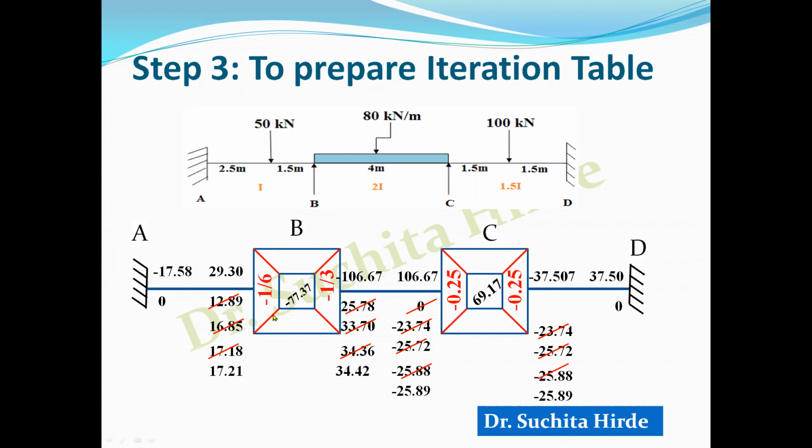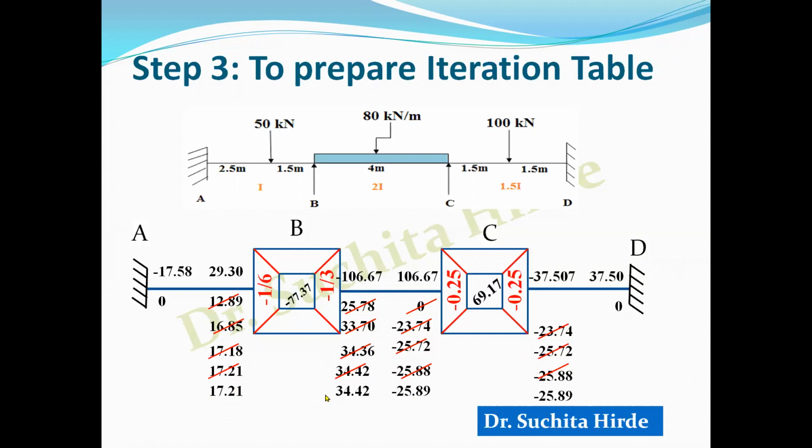In the fifth cycle, again go to joint B. If you calculate, first cancel this, and if you calculate, you will see that you will get the same value. Once you get the same value, in the next step, you stop the iteration. So these are the final values of rotation contribution in Kani's method. So this is how to obtain the rotation contribution at near end and far end.